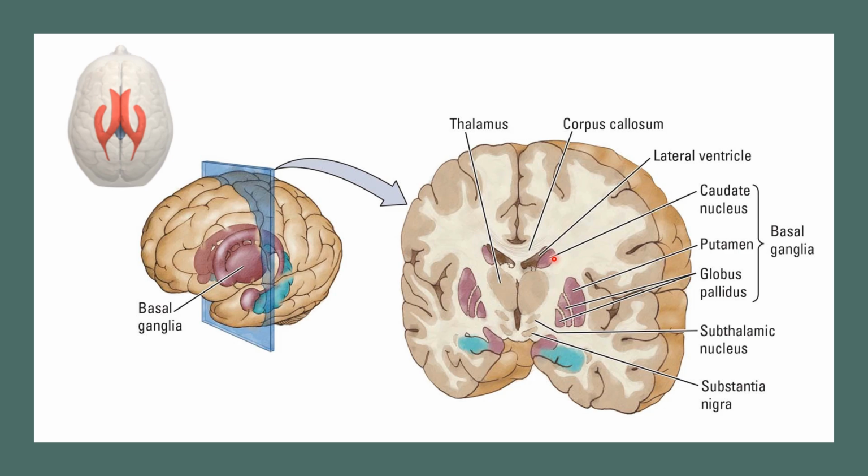On the lateral side here we will see the caudate nucleus, the putamen and the globus pallidus. The putamen and the globus pallidus together we call the lentiform nucleus. So they belong to the basal ganglia.